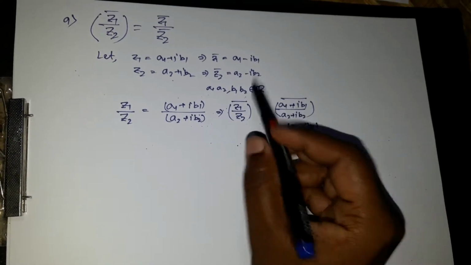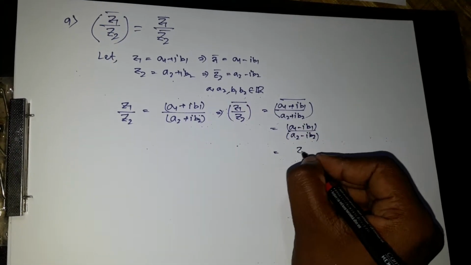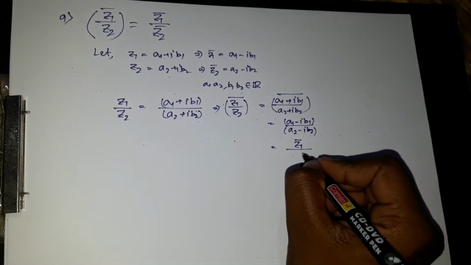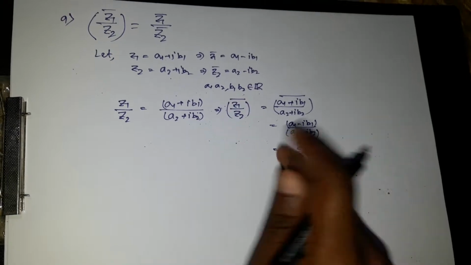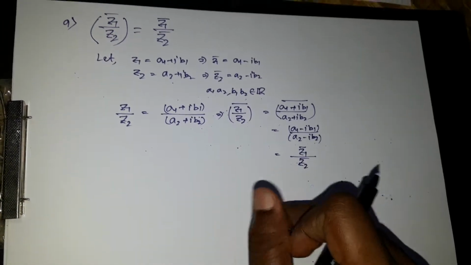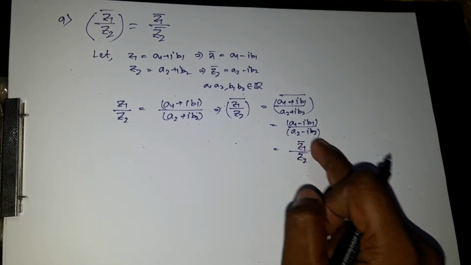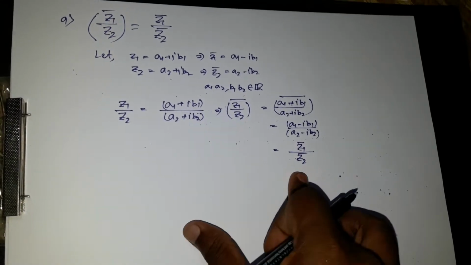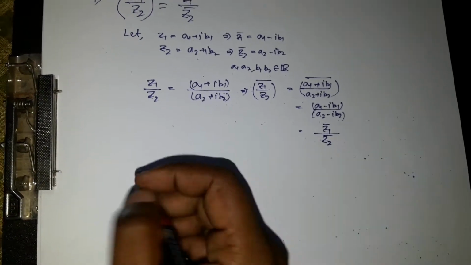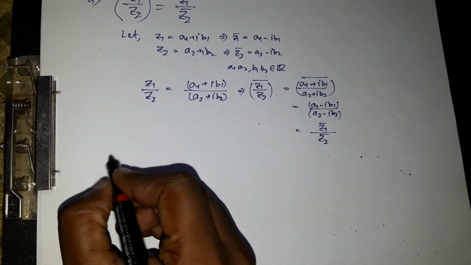This implies z1 bar, and this implies z2 bar. Okay, so we can say that z1 divided by z2 whole bar is equal to z1 bar divided by z2 bar. So property number 9 is established. Now we are going to discuss property number 10.